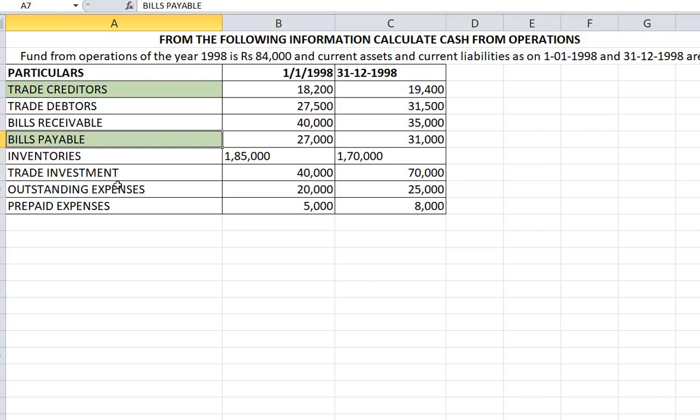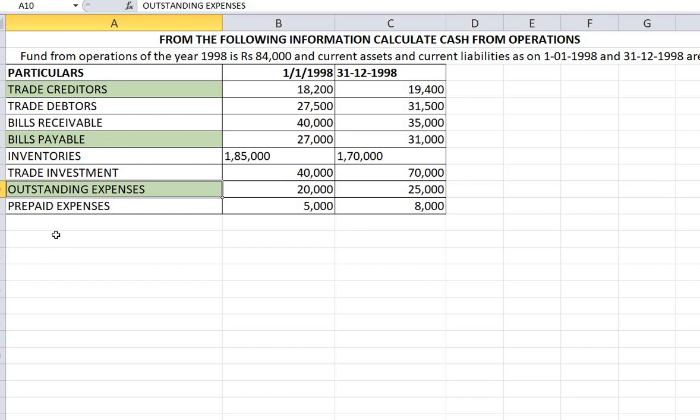Outstanding expenses will be treated as current liabilities, and prepaid expenses is a current asset. You have to find out whether there is an increase in current liabilities or a decrease in current assets, and that will be added to the fund from operation. When there is a decrease in current liability and an increase in current asset, it will be subtracted. So let us do it this way.